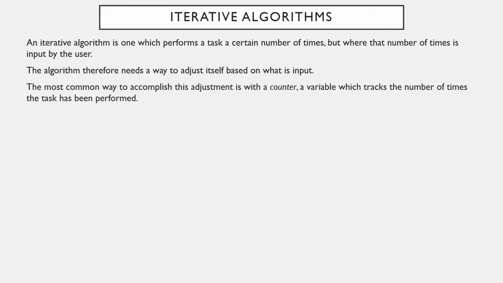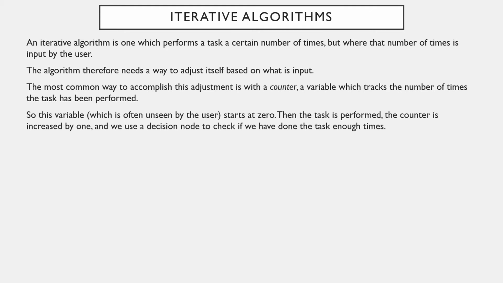The most common way to accomplish that is with a counter, some sort of variable that tracks the number of times a task has been performed, and once it's been performed enough times, signals the algorithm to stop. So the variable, which is typically not ever going to be output or seen by the user at all, starts at 0 because you haven't done anything yet. Every time you perform the task, you also increase the counter by 1. And then at some point, there's a decision node to check: have you done the task enough times?